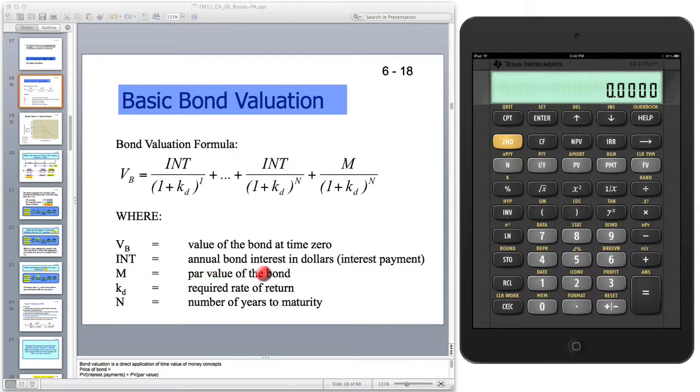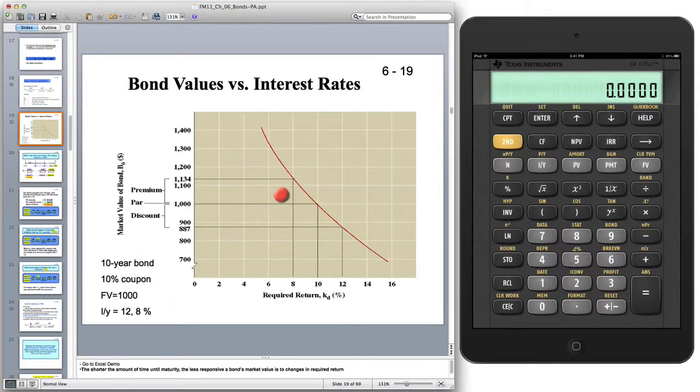M is the par value of the bond, which is the face value of the bond at maturity. KD is the required rate of return, or the discount rate. And N is the number of years to maturity. Essentially, there's a negative relationship between the value of a bond and the required return, or the discount rate. You see, as the discount rate increases, the value of a bond decreases.